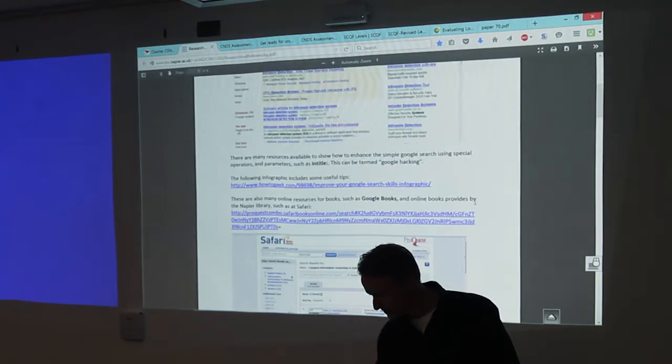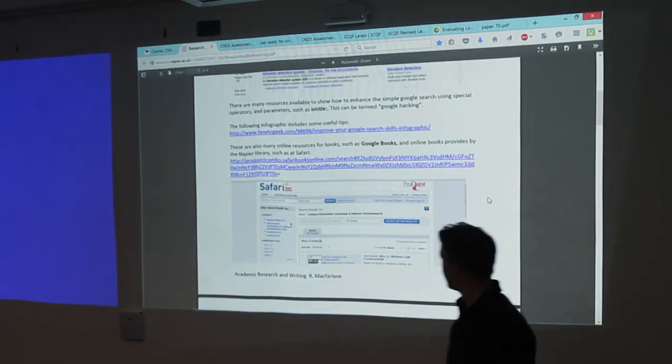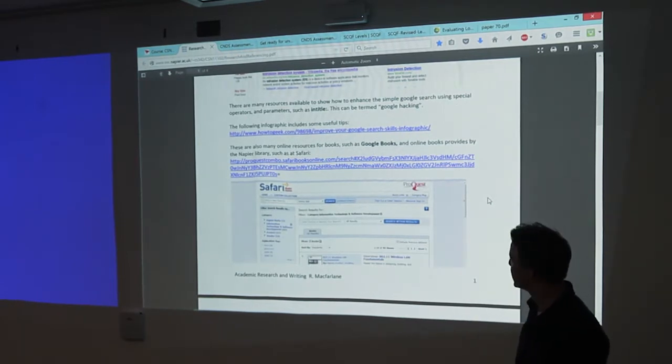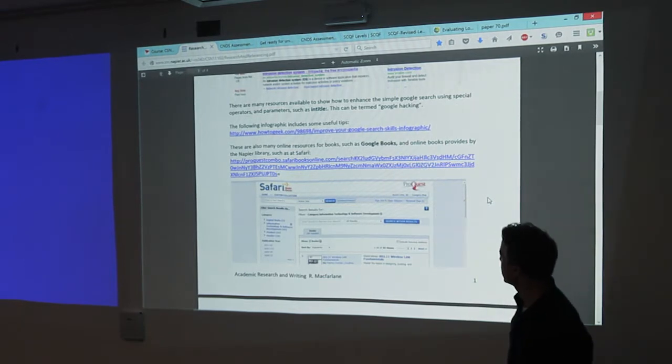Okay, so let's go back to this and have a quick look through, because this is my little document, which is a kind of starting guide. It's showing you how to do some Google stuff. That's a little bit of Google hacking there, I think.